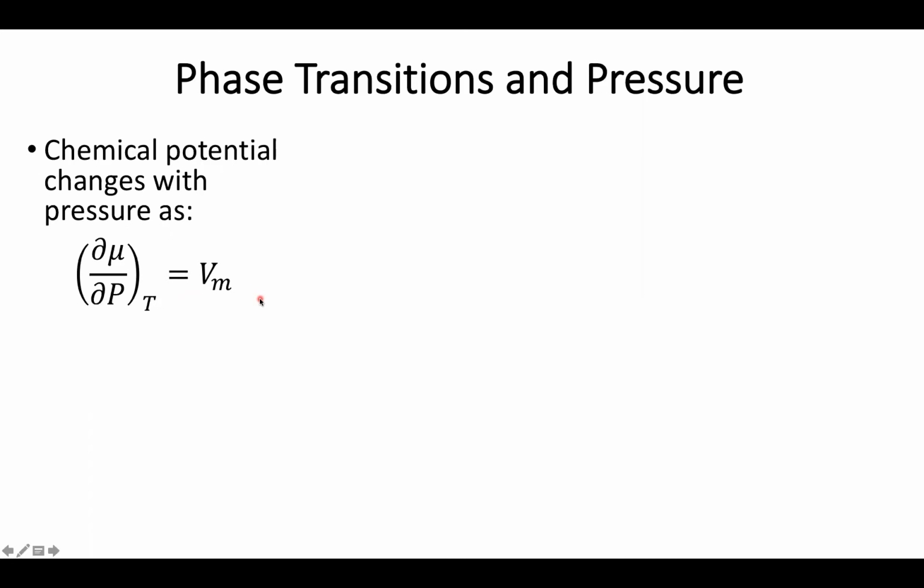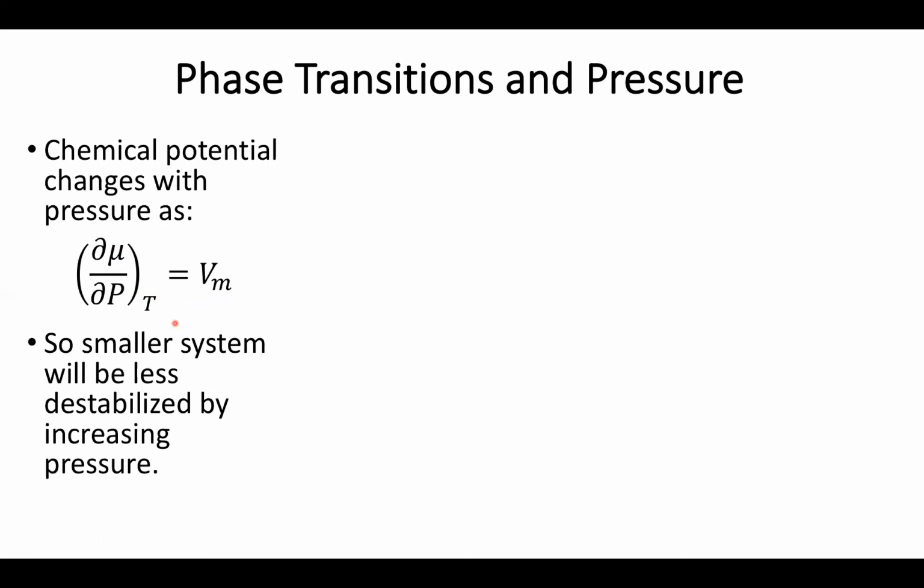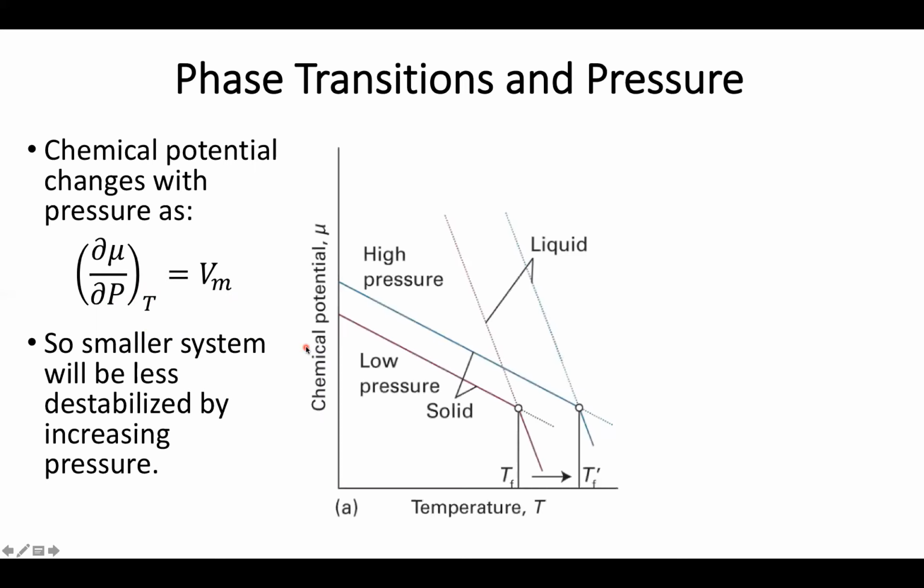So this actually tells us a fairly cool thing. If I'm going to increase the pressure of the system, as molar volume has to be positive, it means that I'm going to increase the chemical potential of the system, or essentially destabilize the system. So almost every system is going to become less stable under pressure. But the smaller the system is, the less it's destabilized by an increase of pressure. And this actually has some very important implications for phase transitions.